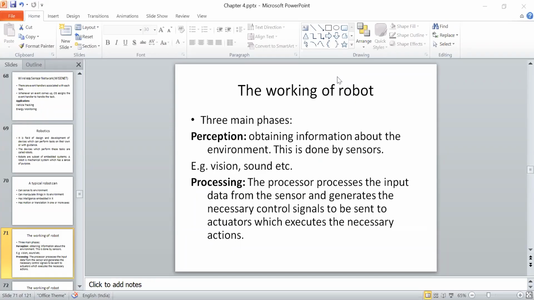Now here in the case of robot, the sensors could be a vision sensor, it could be a sound sensor, it could be a tactical sensor. Tactical sensors are one which is used to take the touch related information. Okay. Now the second phase is the processing.